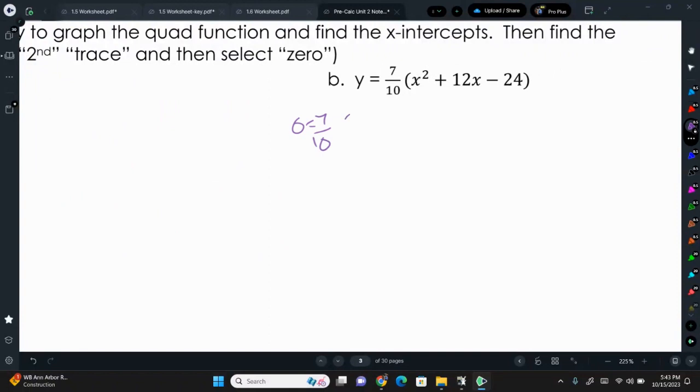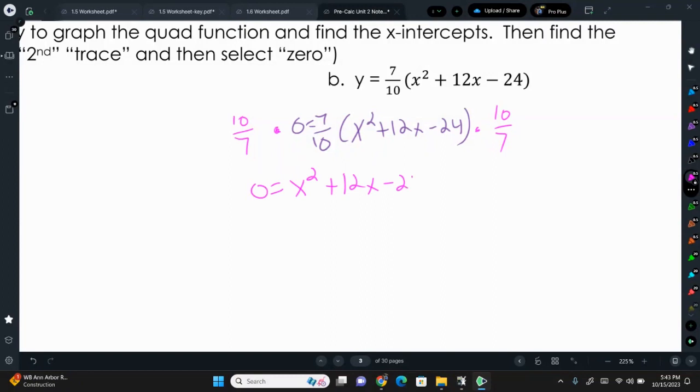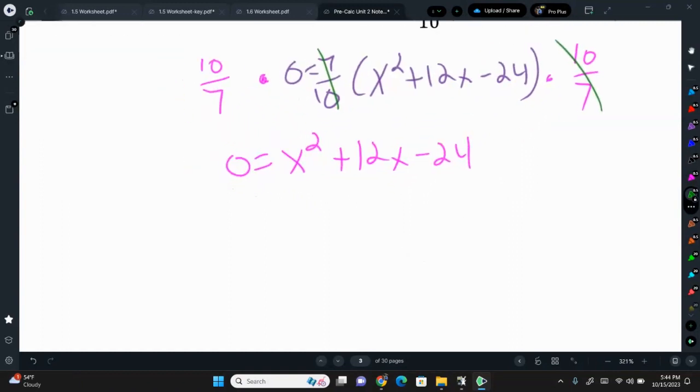0 equals 7 over 10 times x squared plus 12x minus 24. Well, here's the thing. If we multiply both sides by 10 over 7, the left side is still going to be 0. 10 over 7 times 0 is just 0. So we get x squared plus 12x minus 24 because the 7 over 10 and 10 over 7 cancel. Now, can we solve this by factoring? Are there two numbers that multiply to negative 24 but add to positive 12? No, there are not. So I'm going to solve this by completing the square.